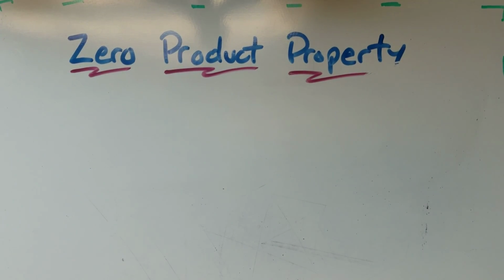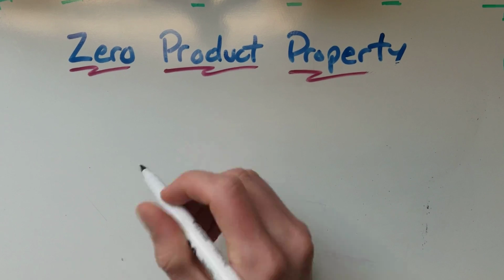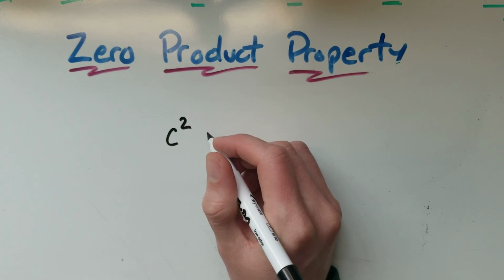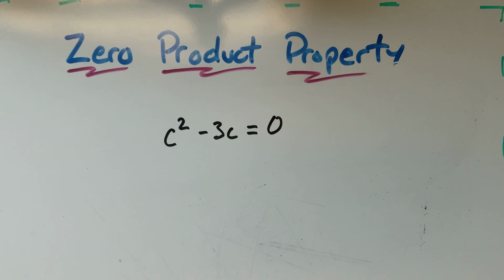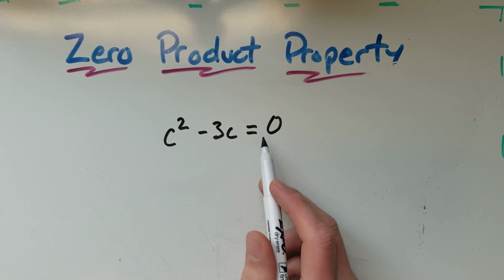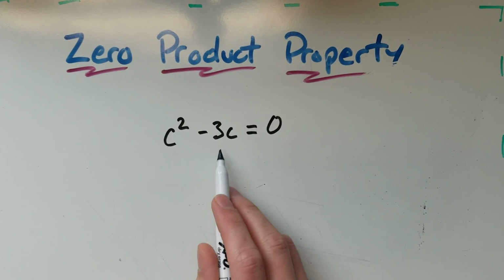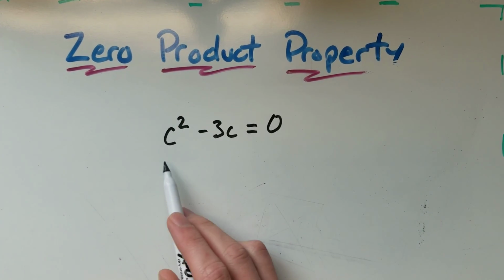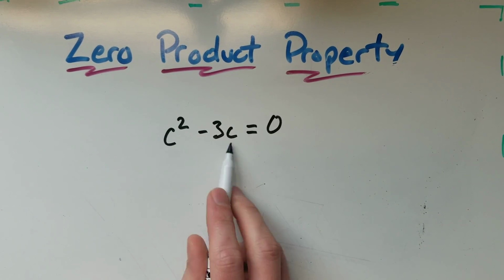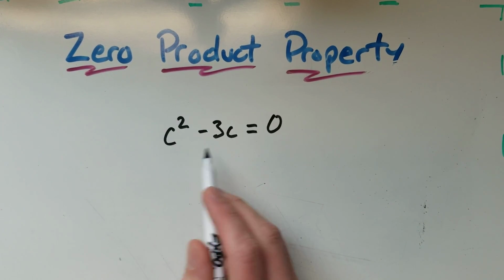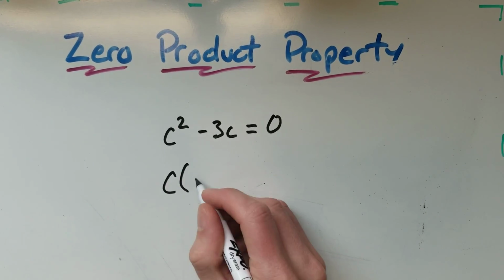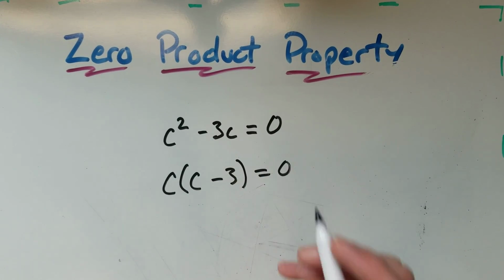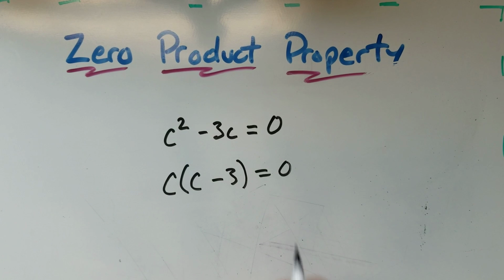Alright, so our next one, we have this equation. c squared minus 3c equals 0. So, if we look here, we have 0 on one side, but here we're subtracting two polynomials. We're not multiplying them together, but here's where the factoring is going to come in. Is there anything in common that we can factor out here? Well, if we look, they have a c in common, so we're going to factor out a c. If we factor out a c, we're left with c minus 3 equals 0. So c times c minus 3 equals 0.